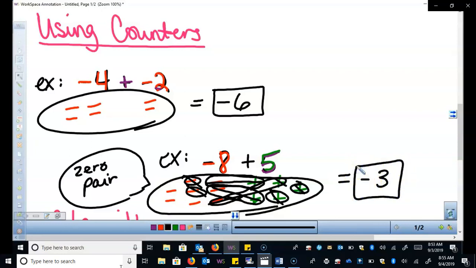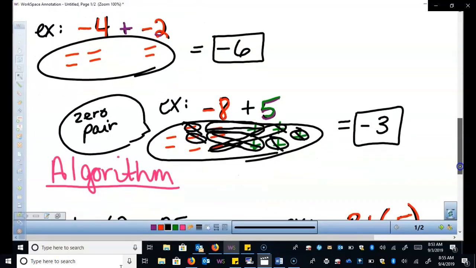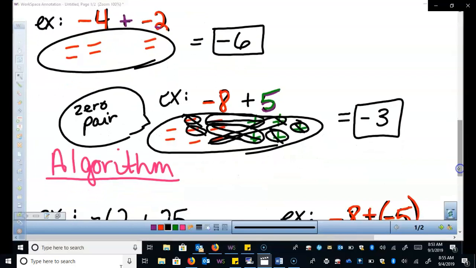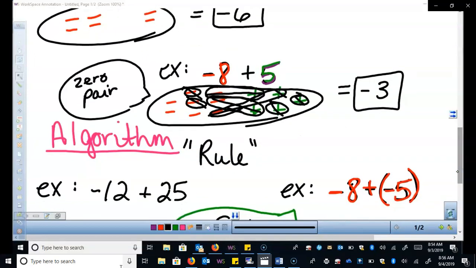Now this doesn't work so well when the numbers get really high, because then you're just messing with a lot of different little chips. So we have another method using what's called an algorithm. In other words, a rule. So we have a rule that we follow. We have a couple of them actually.